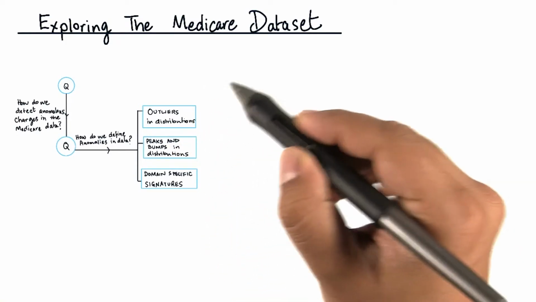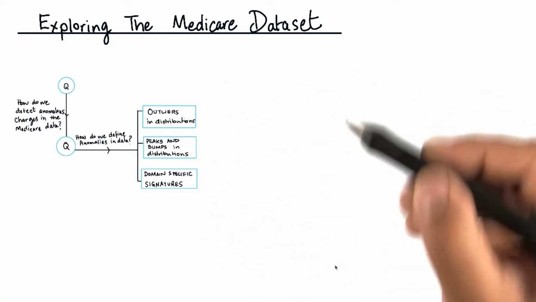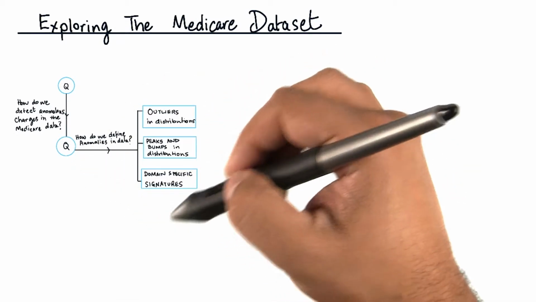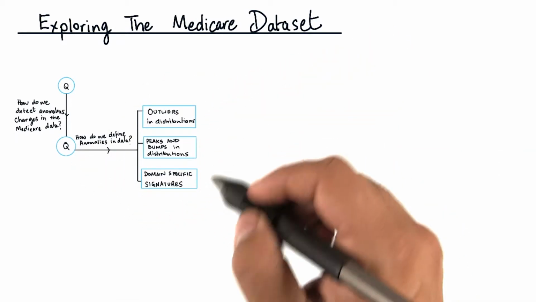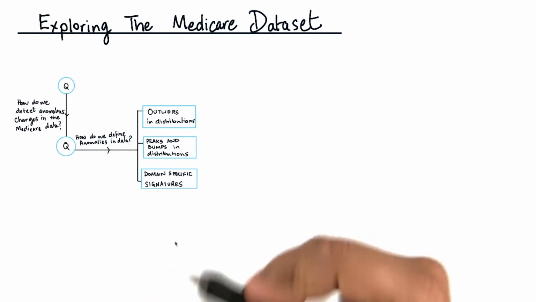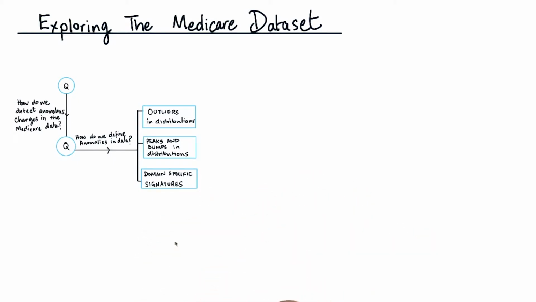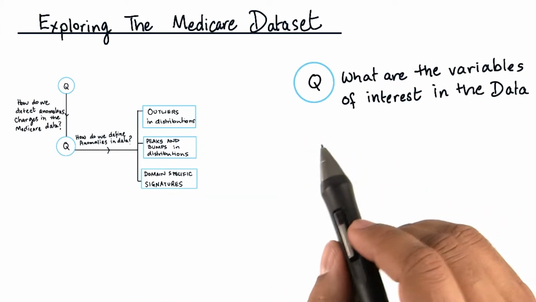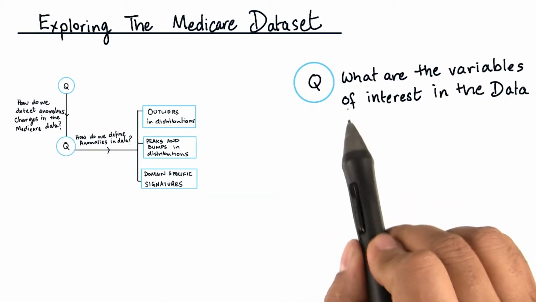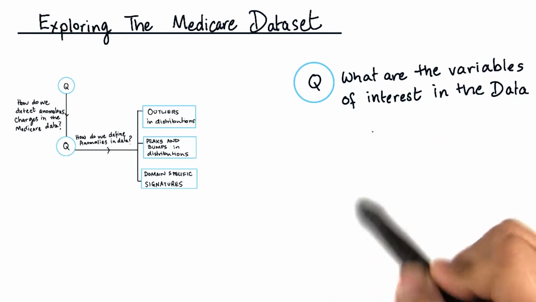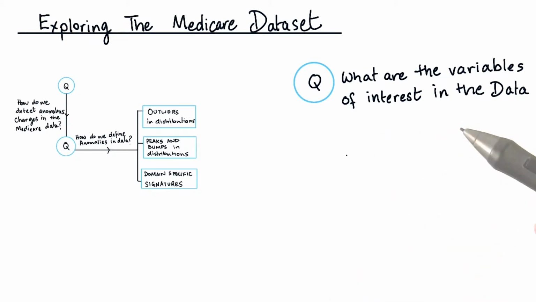We're going to explore the Medicare dataset somewhat further. Remember, we wanted to see how we can find anomalies in the data. But first, let's walk through the ways we can go about finding anomalies in data in general. So the next important question we are going to ask is, what are the variables of interest in the dataset?